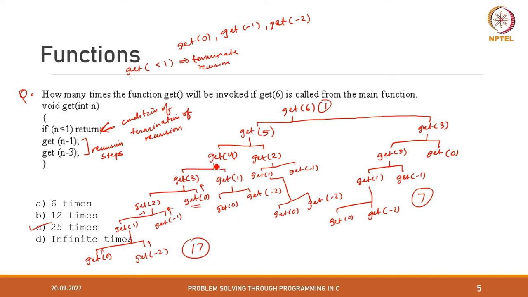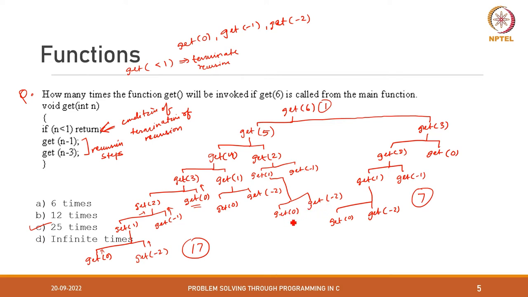Now what happened when we called get of 5? When we executed get of 5, it would have executed get of 2 as well. For get of 2, the recursion continues, which is get of 1 and get of minus 1. For minus 1, there is no further recursion, because this condition is satisfied, it returns. For get of 1, it is not satisfied, so it will still continue with the recursion, get of 0 and get of minus 2. And this is where these recursion branches will stop.